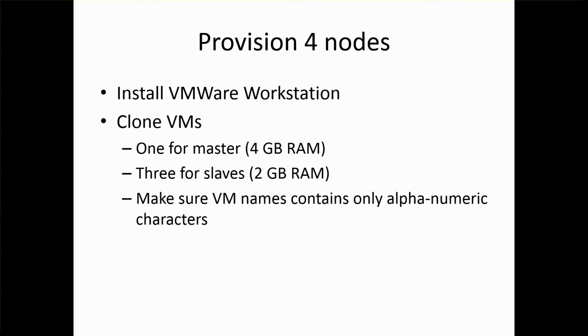So the master should have 4 GB RAM, because it will have several tools which you will look at as we move forward, and we need to give at least 2 GB to each of our slaves. So 4 for the master and 2 each for 3 slaves, so a total of 10 GB RAM has to be given to VMs alone.